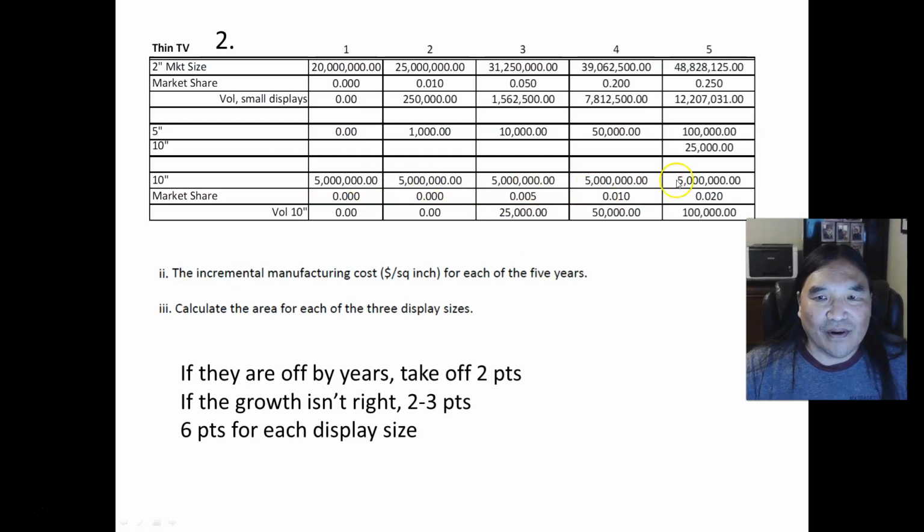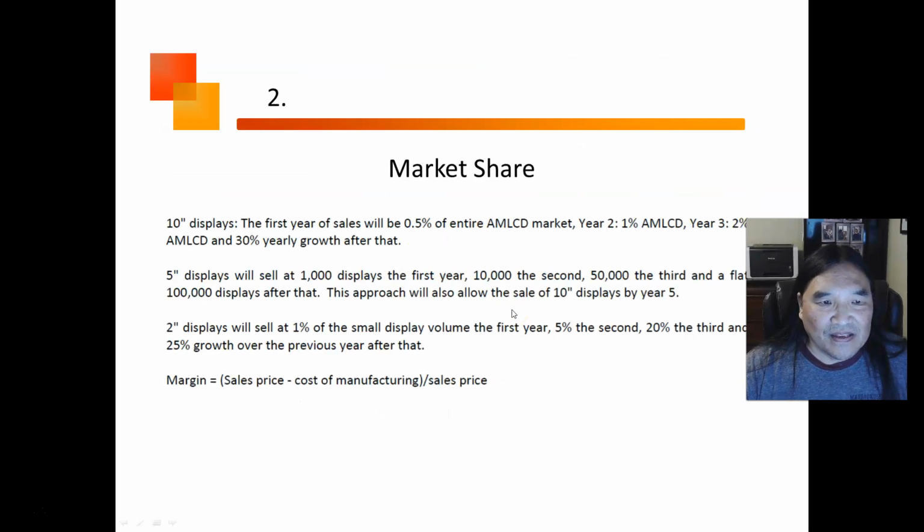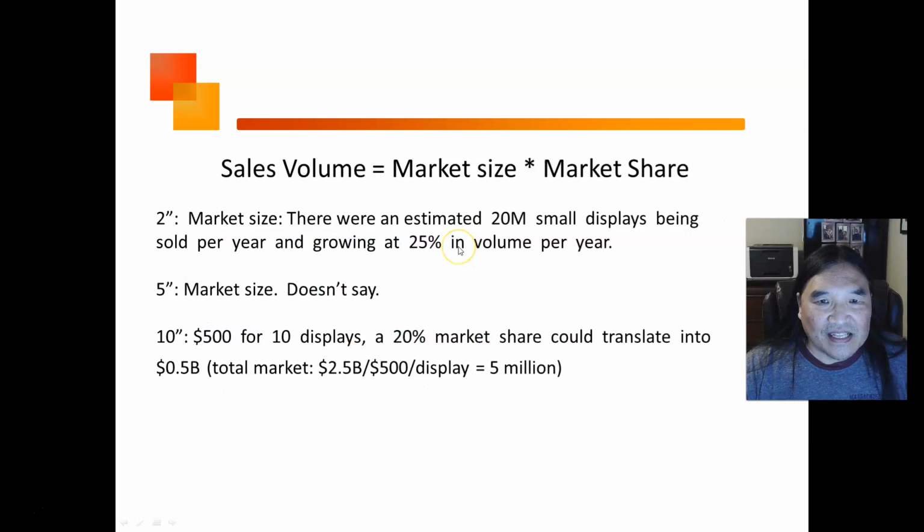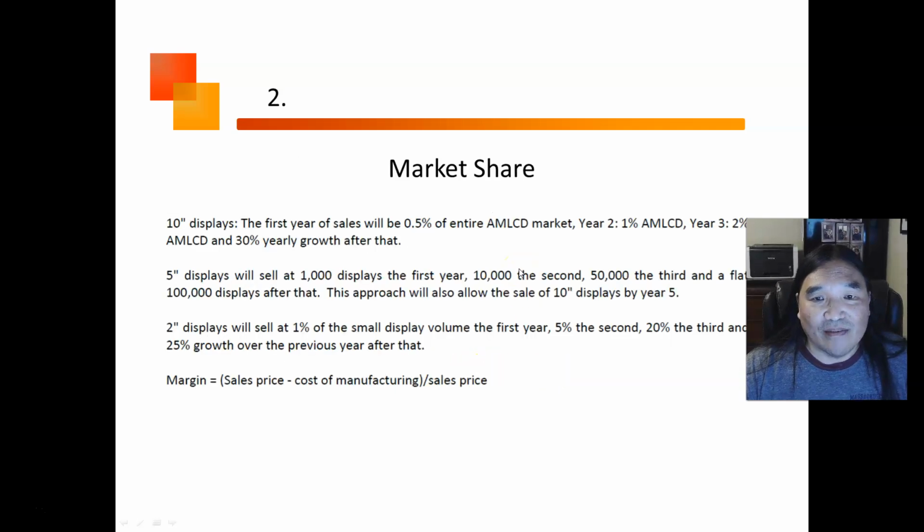But how do I know that the market is 5 million? And the way you can get that is, let's see, that's the growth. And here's the way you figure it out. It's $500 for 10-inch displays. It says a 20% market share is $500 million. Therefore, if it's $500 million for 20%, the whole market size is $2.5 billion. And I'm selling my displays for $500 each, which means I have 5 million displays. That's where that number comes from.